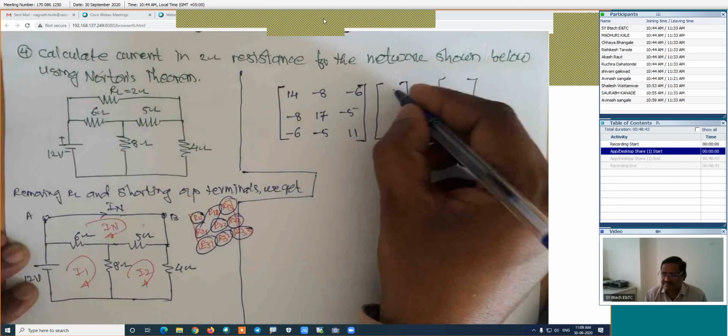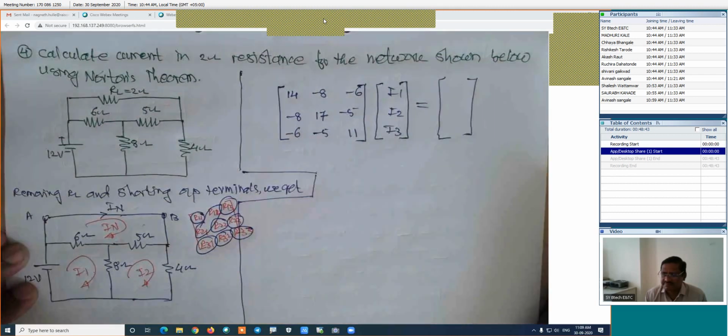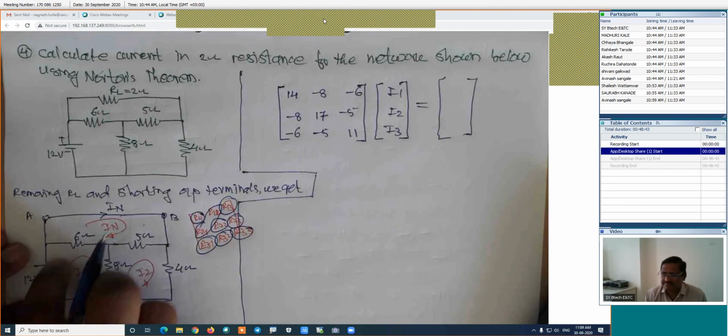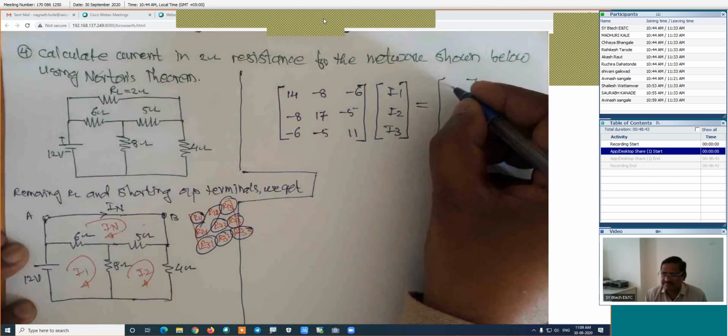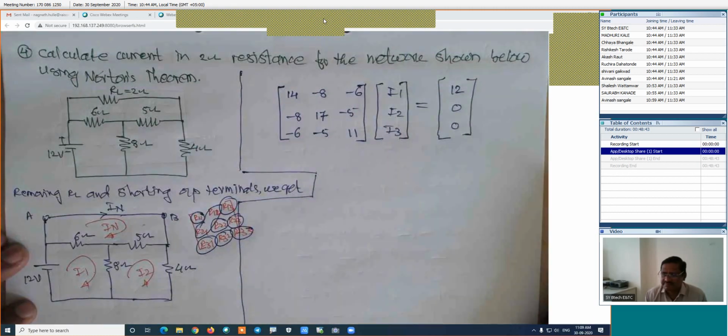The currents are I1, I2 and I3. And constants are, for first loop, if we are traveling with the direction of the current, we are traveling from negative to positive, plus 12 is the constant. For second loop, constant is 0. For third loop, the constant is 0. Is it right? This is the direct inspection method.